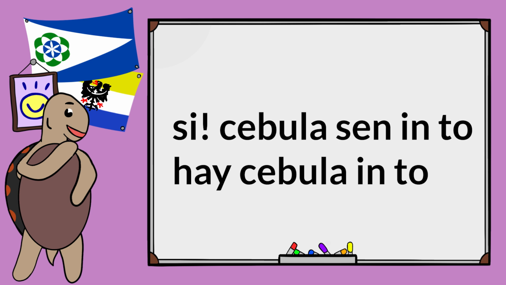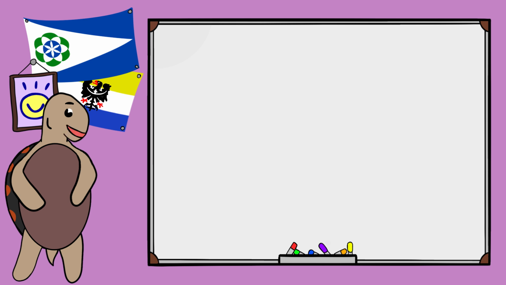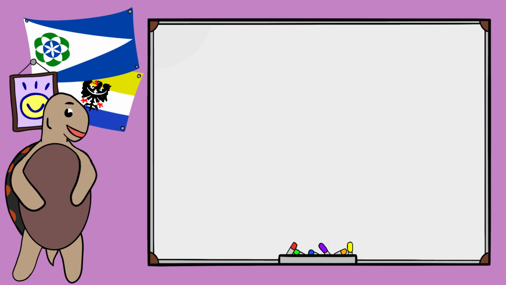But what would you say if there were no onions? Cebula no sen into, no hai cebula into. Great, I think you're now almost set to survive a Globasa Italian restaurant. Next time we learn how to small talk to people and to order food.